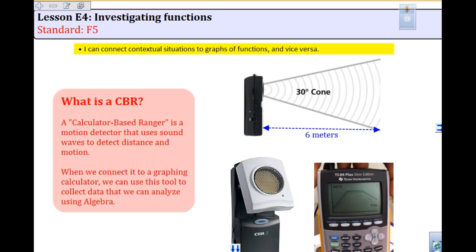We'll be looking at walking this graph today. This is a CBR that we are working with. It's called a calculator-based ranger. It's a motion detector, and what it does is it uses sound waves to figure out where you're at. When we connect it to a graphing calculator, we can use this to collect and analyze some data.